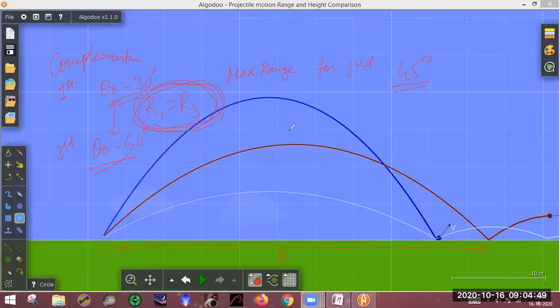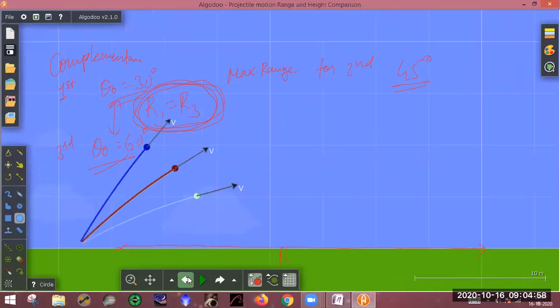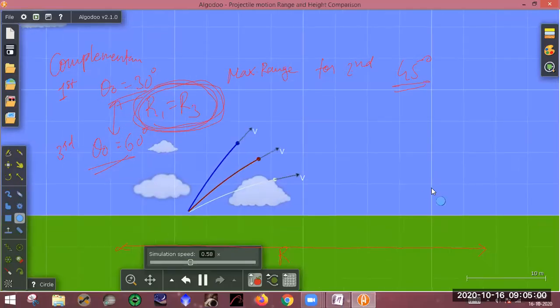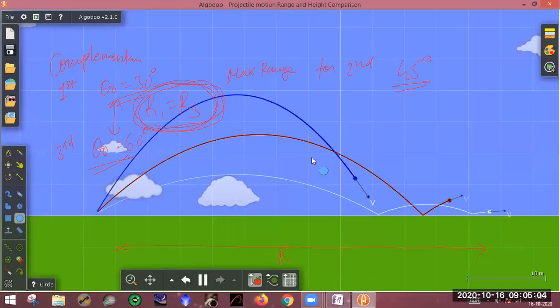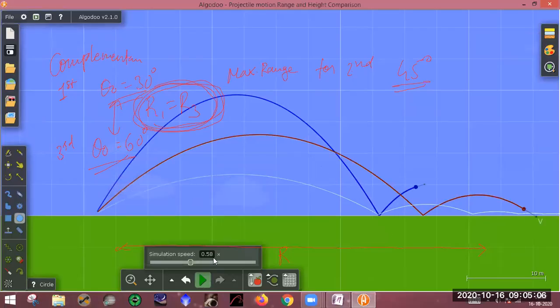No, all balls did not fall at the same time, Ria. If you want, you can see the animation once again. All balls did not fall at the same time. Have a look. First the white one will fall, then the red one, and then the blue. All right, I hope that clears the doubt that you asked.